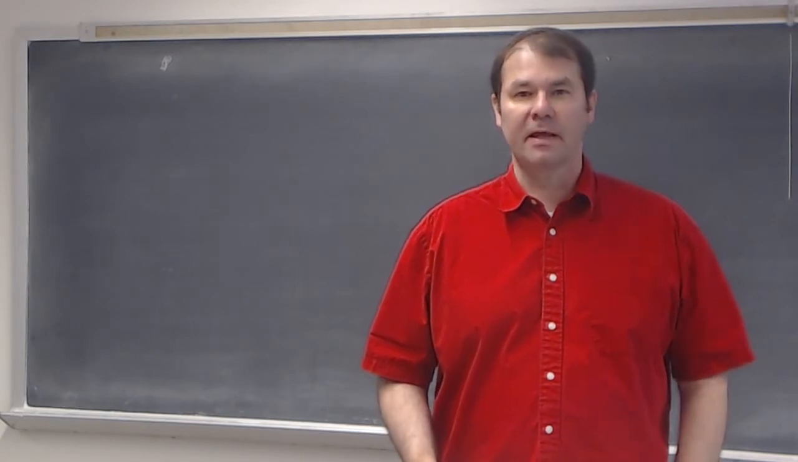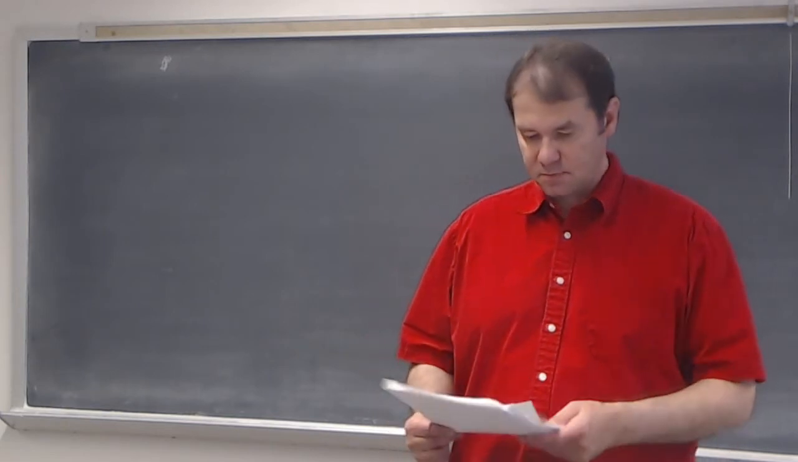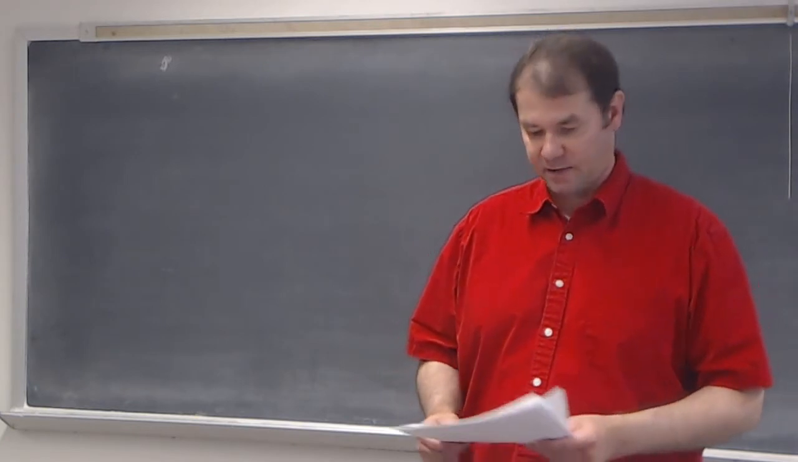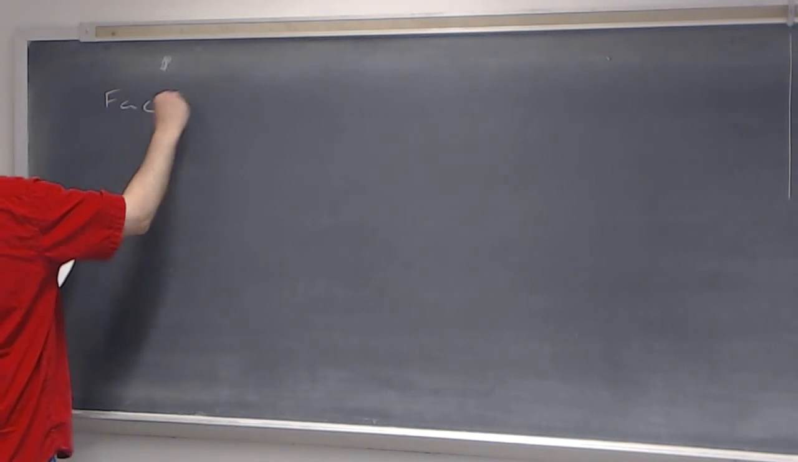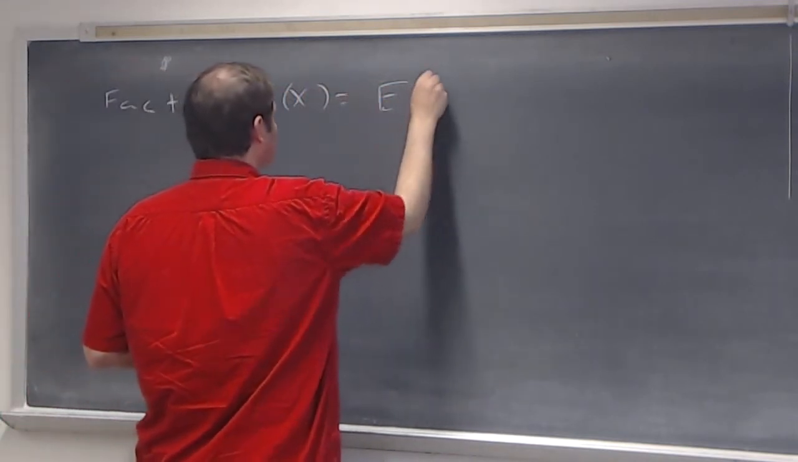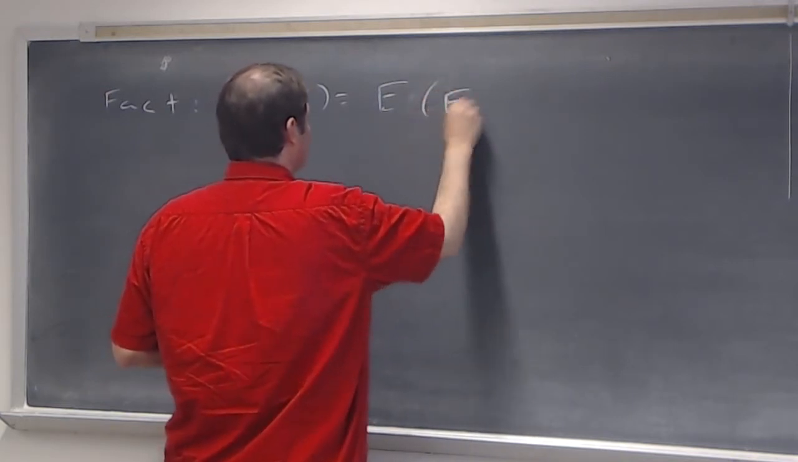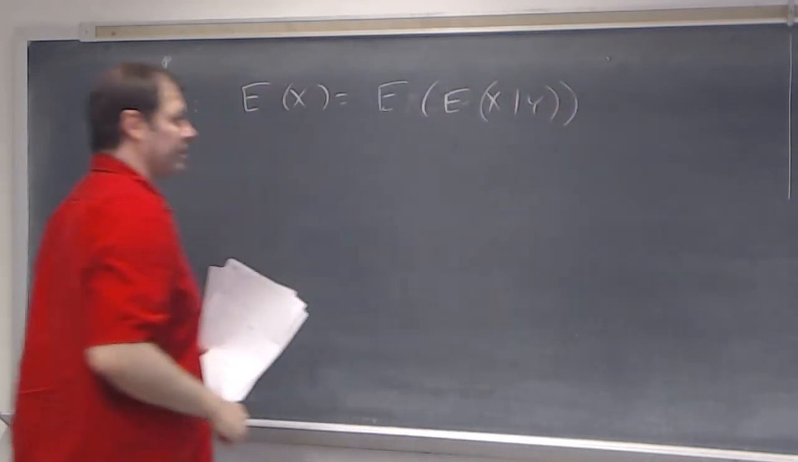And last time we had discovered a fact about computing the expected value of a random variable using conditional expectations. And I'd like to look at an example of that in just a second. But first of all, the fact in particular that we will be using is the expected value of X is equal to the expected value of the conditional expectation of X given Y. And that's the fact that we're going to be using.